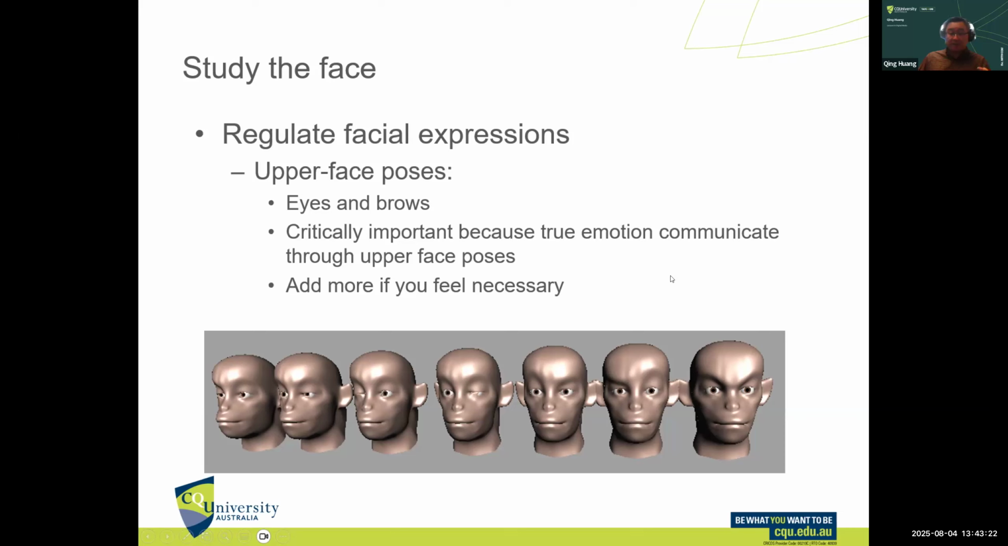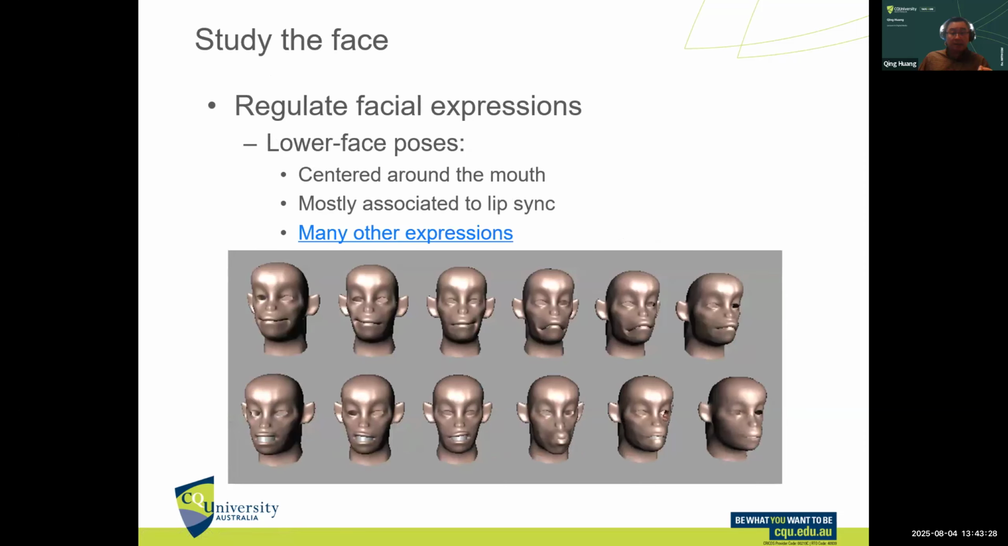Those are the upper face poses. You can add more if you think it's necessary. All right, and the lower face poses are listed here. So basically the mouth shape, especially when you want to do lip sync, you have to construct different mouth shapes for different pronunciations. So it's centered around the mouth, mostly associated with lip sync.